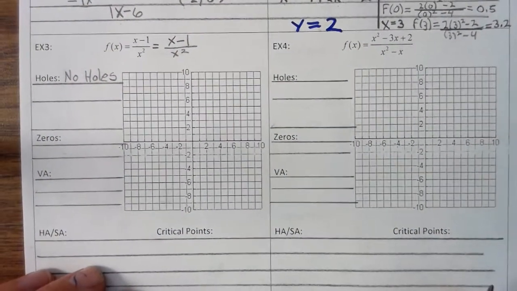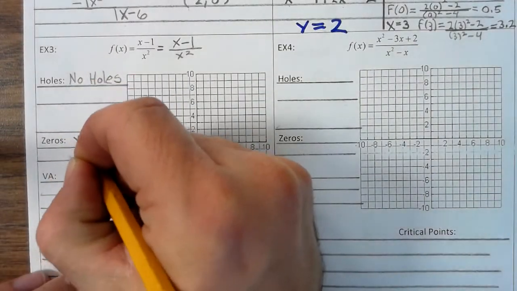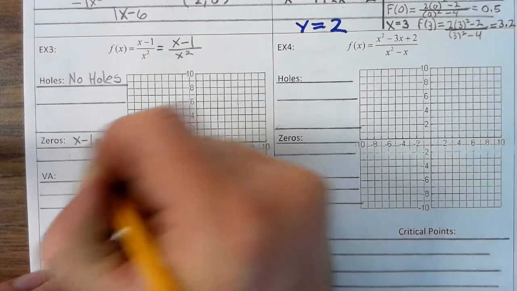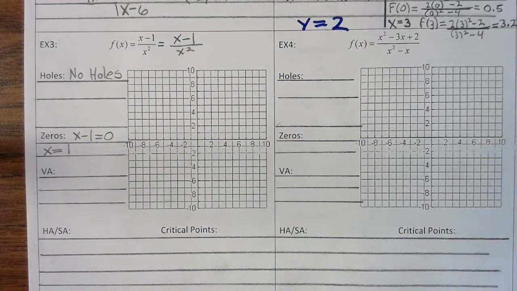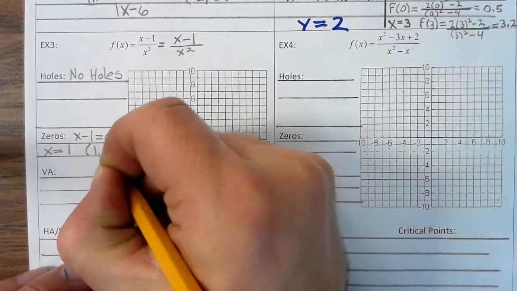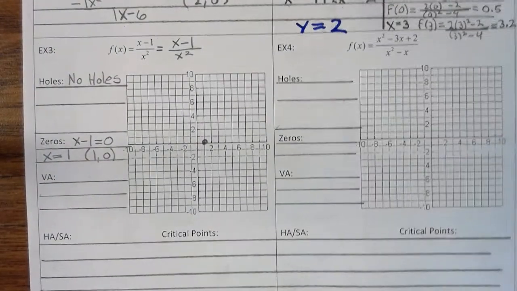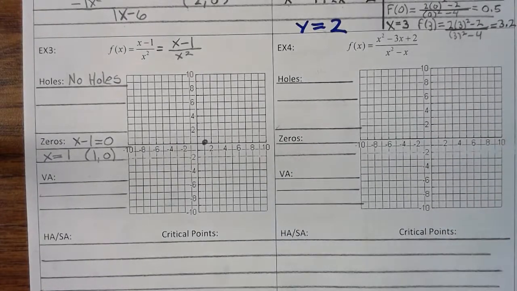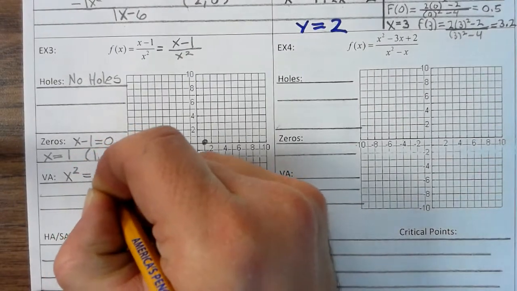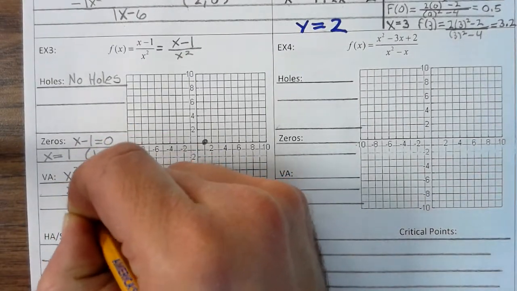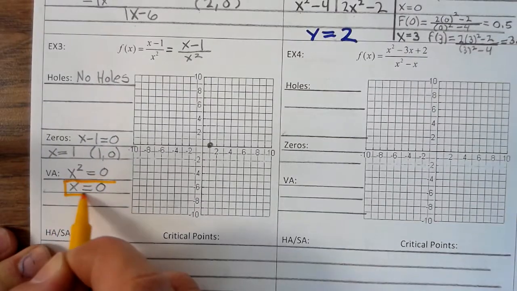Okay, so now for the zeros, you set the numerator equal to 0, so x minus 1 equal to 0. Add 1 to both sides, x equals 1. So you have a 0 at (1, 0). Okay, so now for the vertical asymptote, we set the denominator equal to 0, so x squared equal to 0. Square root both sides, x equals 0. So you have a vertical asymptote at x equals 0.